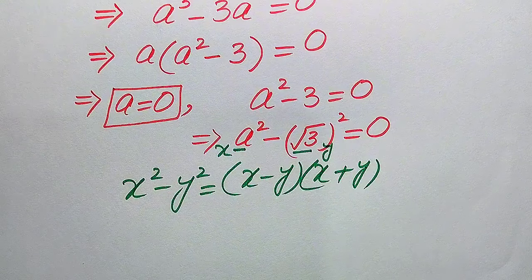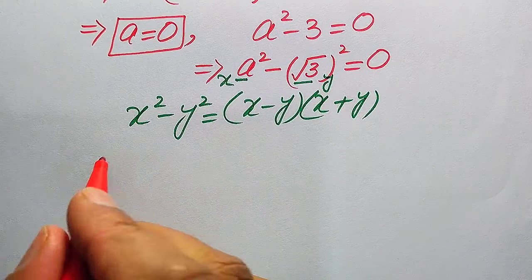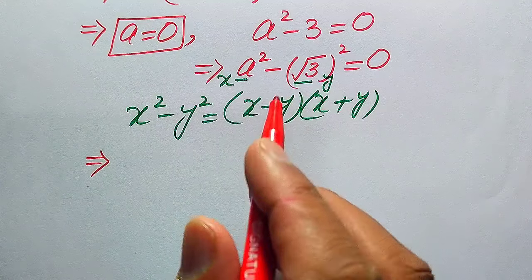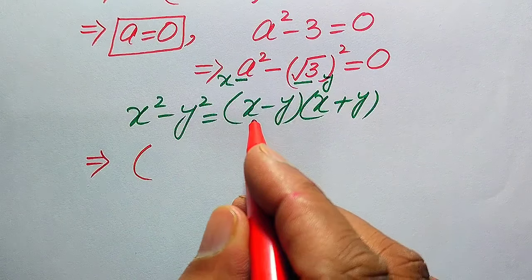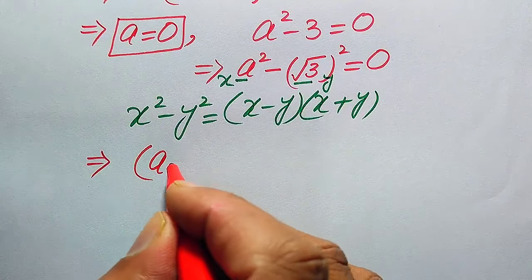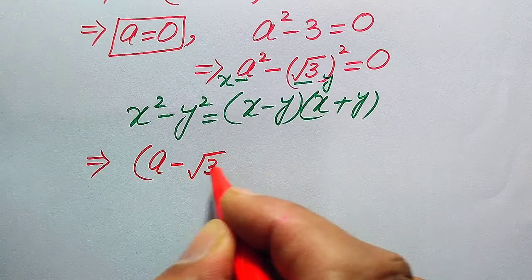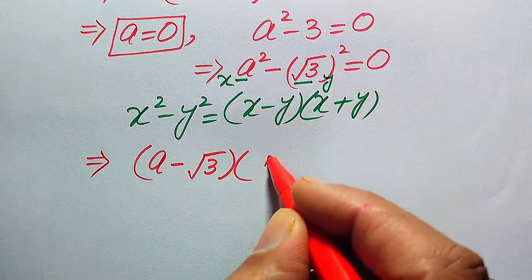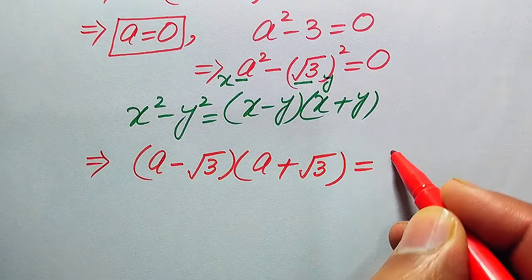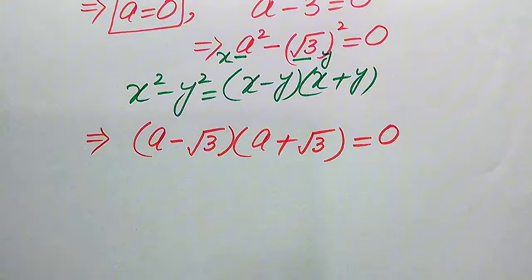And now here we apply this algebraic formula, and after using this formula on the above equation, it will be written as, first you have x minus y, the value of x is a minus the value of y is square root of 3, and then x plus y, the value of x is a plus the value of y is square root of 3, and this whole equation is equal to 0.